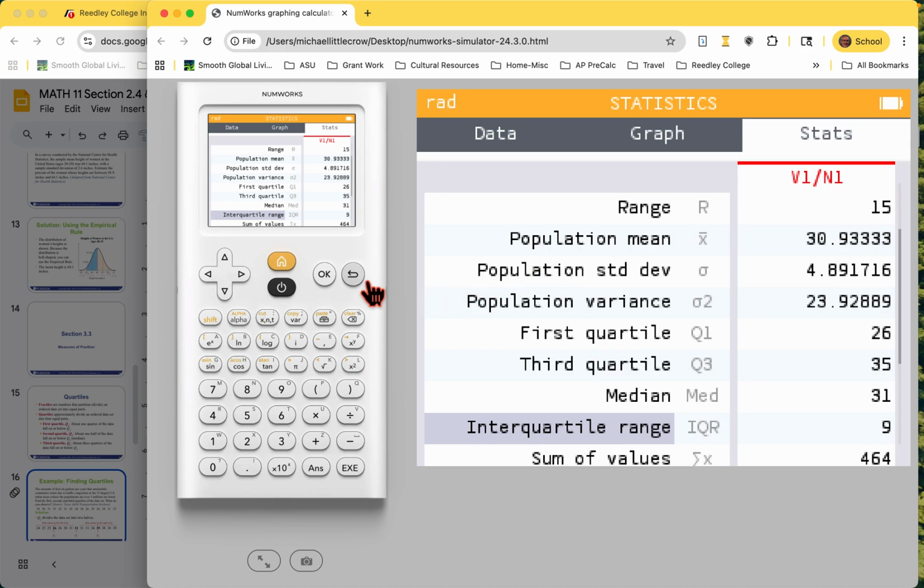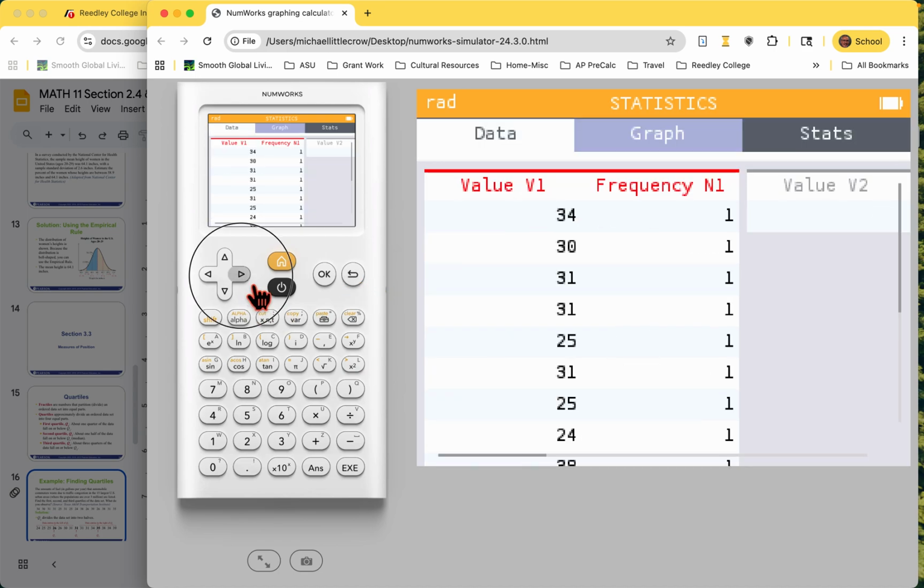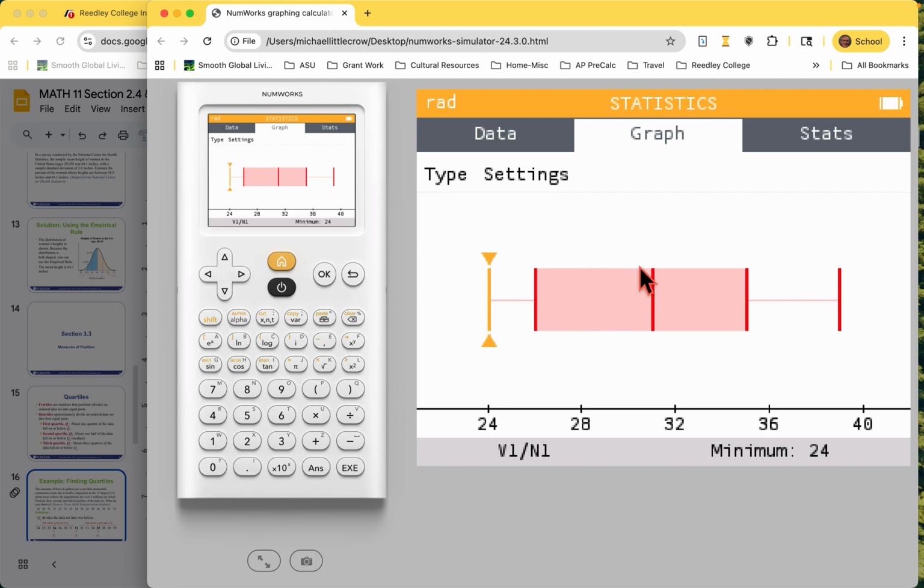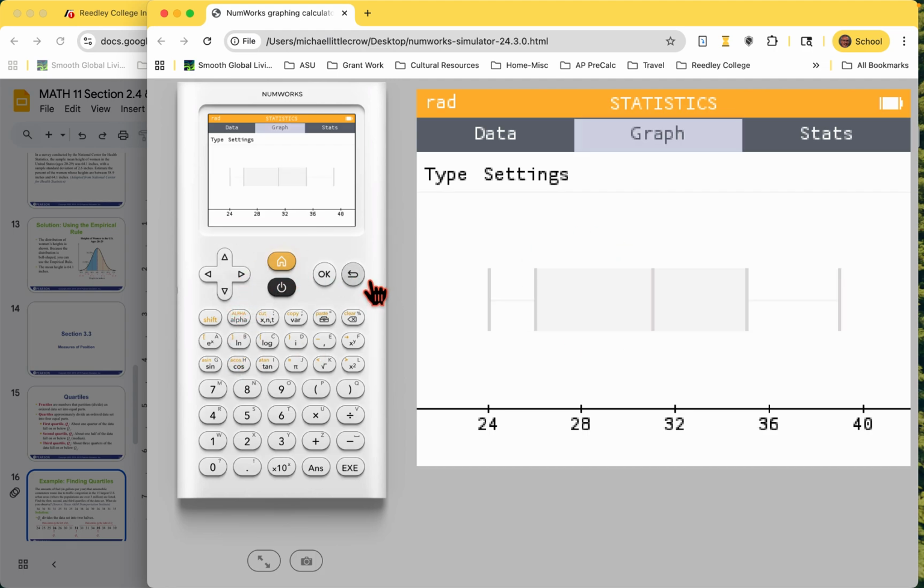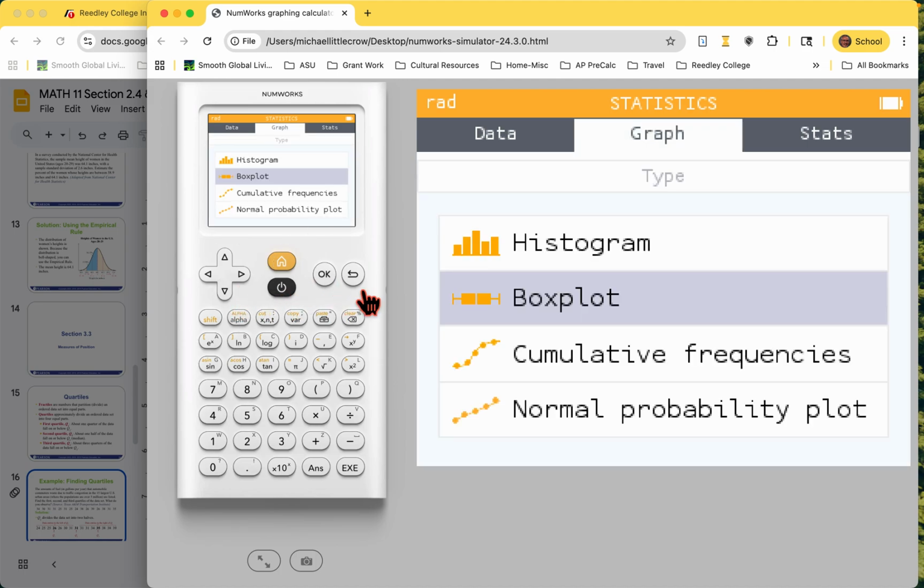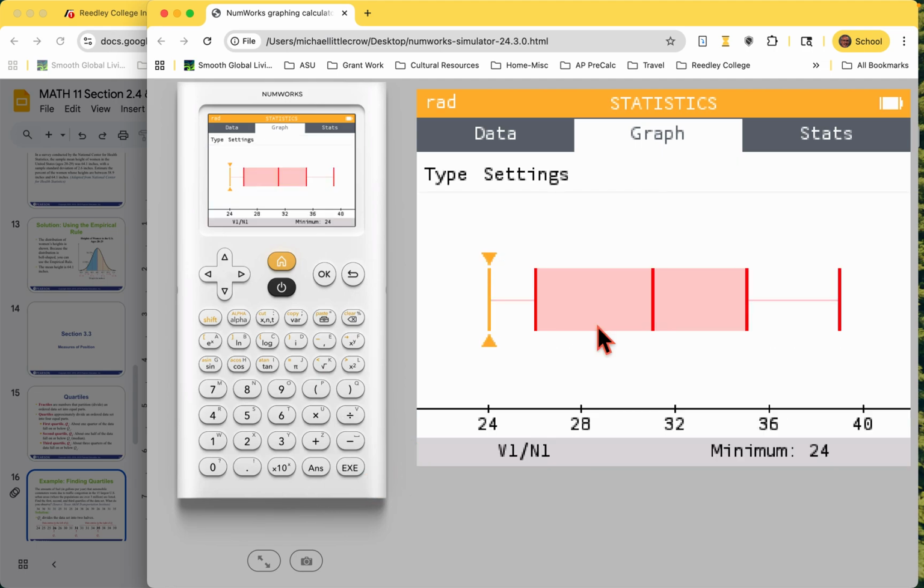But a better way to look at this is if we go to the graph, we can actually do a box and whisker plot. When it comes up, you'll get these choices. You go to type, you can do different types of plots. We want to take a look at a box plot. And notice if you arrow through, it's on the minimum, it says the minimum value. If we arrow to the right, just one, we get the first quartile, which is 26. There's the median. There's the third quartile, which was 35, and the maximum.